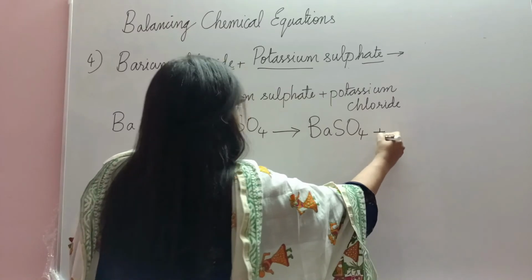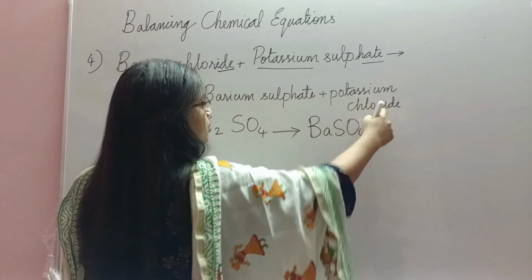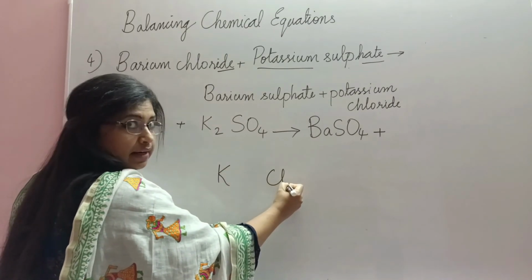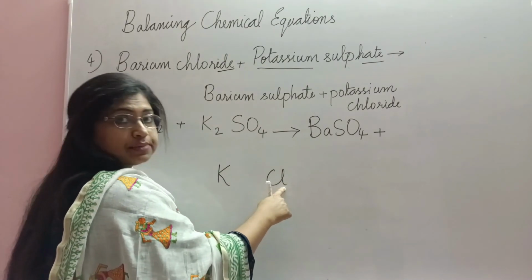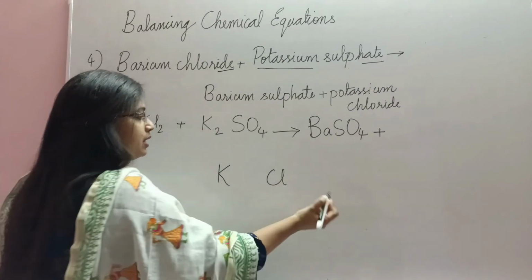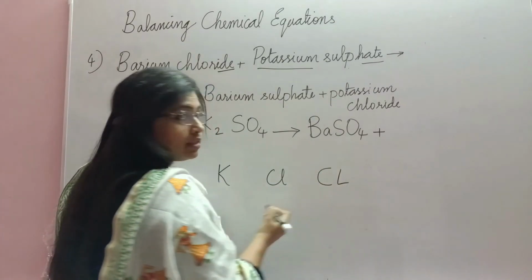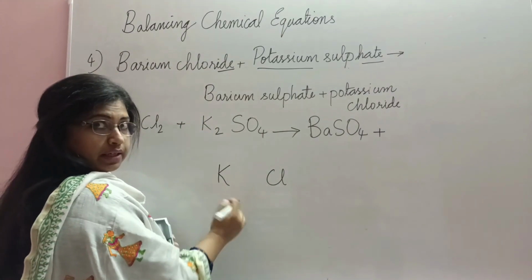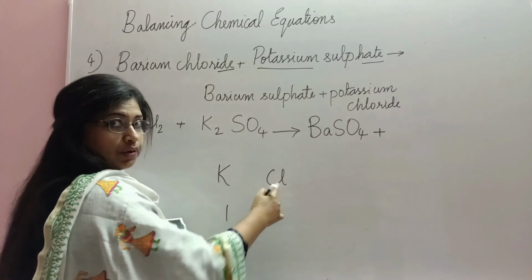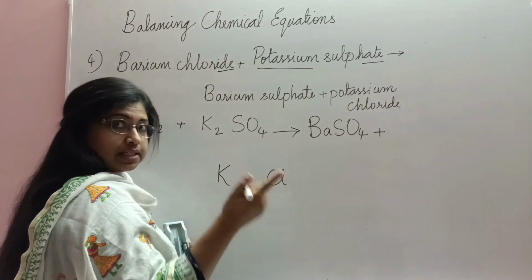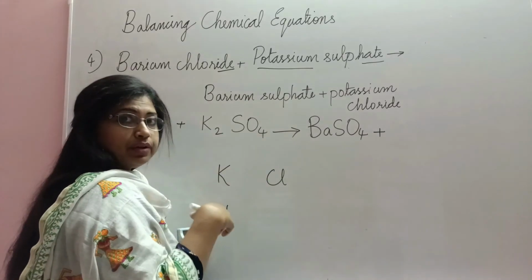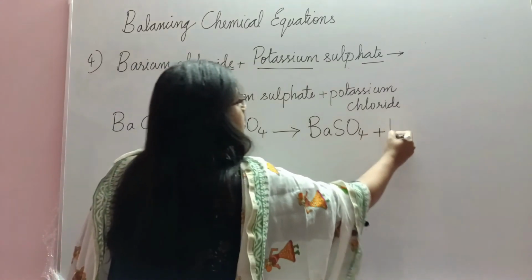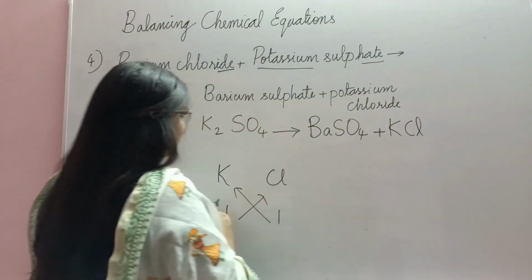Now, our next product, that is potassium chloride. Potassium, the symbol is K. Chlorine, the symbol is Cl. Capital C and small letter l. Sometimes children will write it like this, but it is wrong. It should be small letter. Potassium group 1 element, valency 1. Chlorine, group 17 element, its valency is 1 because it needs one more electron to complete the octet. KCl. Okay.